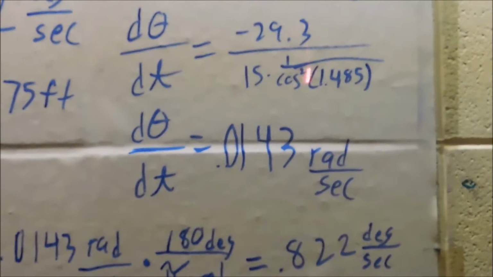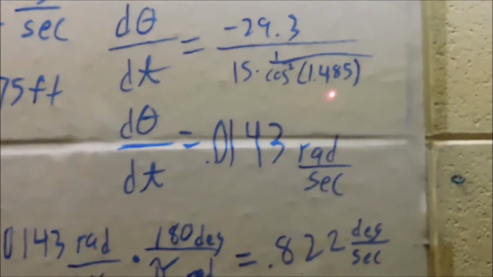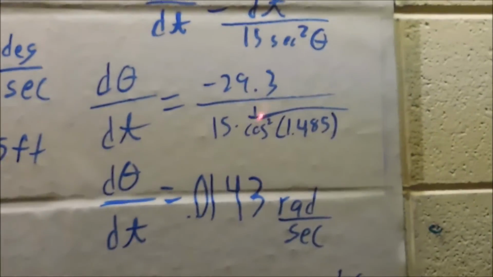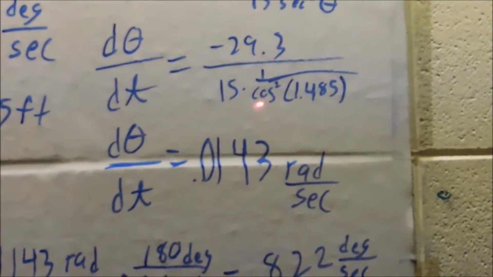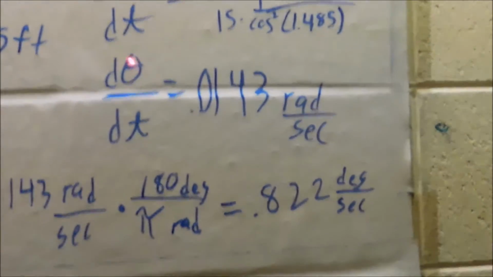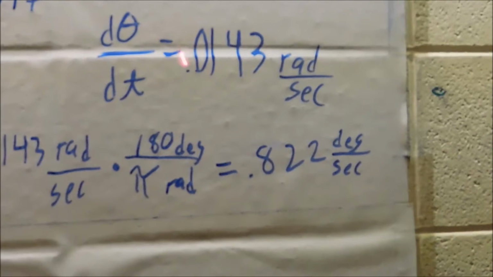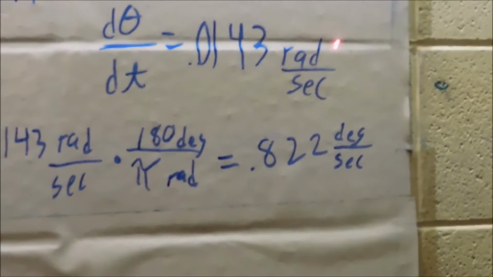over 15 times 1 over cosine squared, and then the radian from earlier. 1 over cosine is the equivalent of secant, so that's where that comes into play. So dθ/dt equals 0.0143 radians per second.